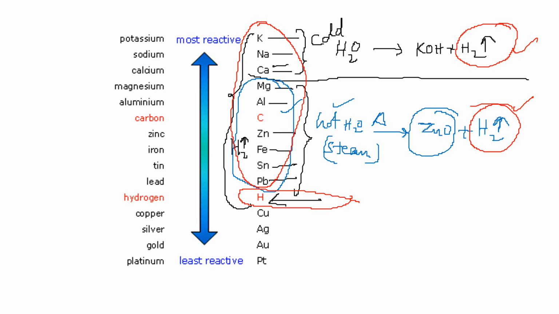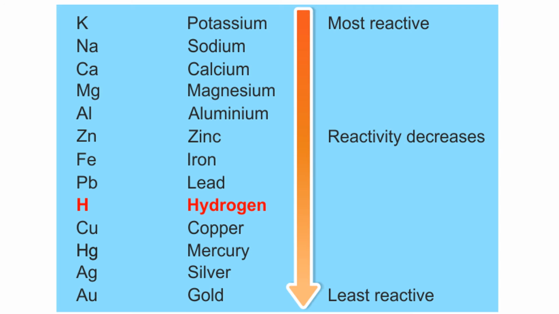Then what about this one? These metals, copper, silver (Ag), gold (Au), platinum (Pt), will not liberate hydrogen. They will not react with water. Why? They are less reactive. So they react with acids only. But here hydrogen gas is not liberated because they are less reactive than hydrogen.